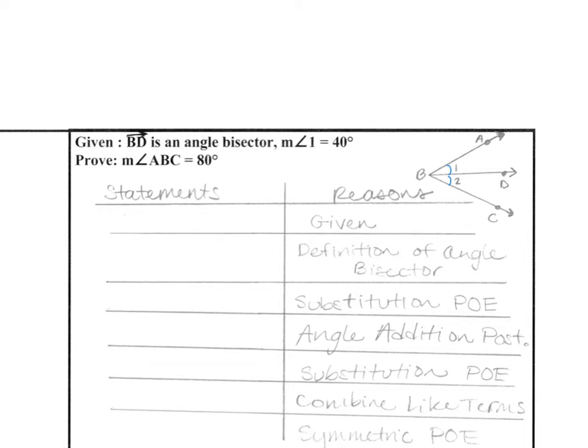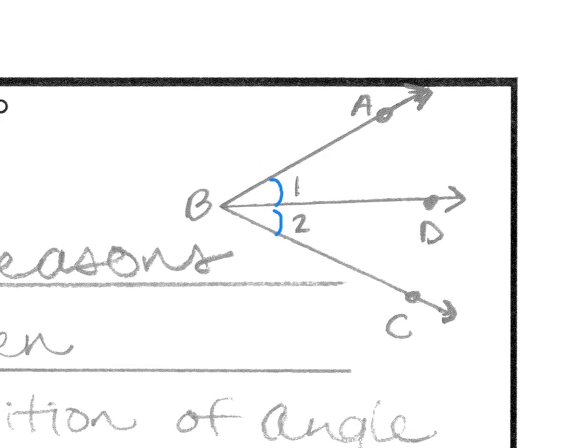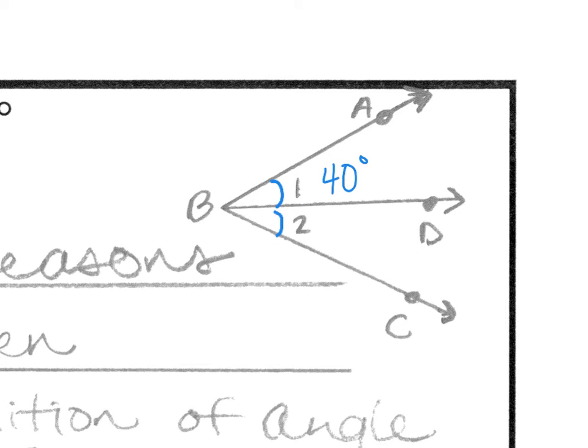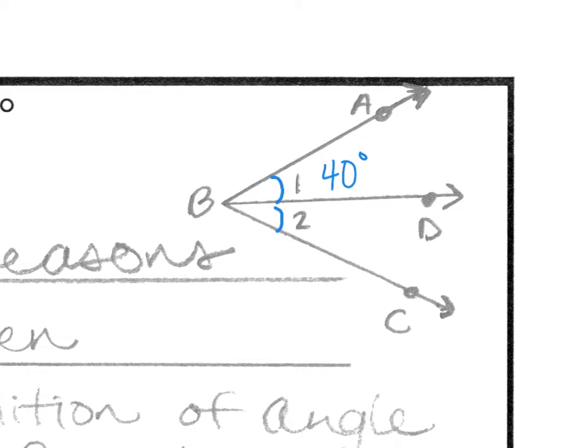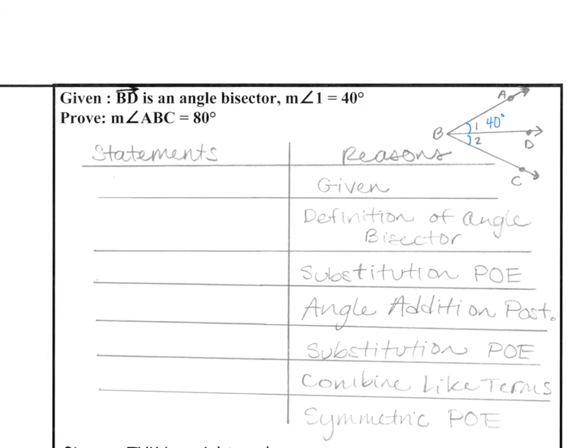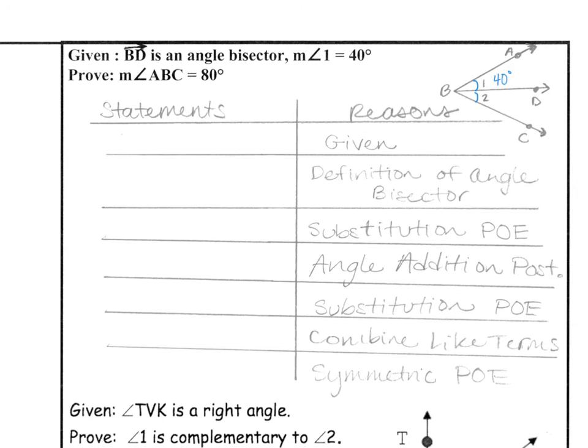And then it also says that the measure of angle 1 is 40 degrees. Mark that in your diagram. So go to measure of angle 1 and write that it's 40 degrees. The other part where it says prove, you do not mark because you do not know it yet. That is what you're trying to get to. So that's the very last thing we say. We put it at the very end.